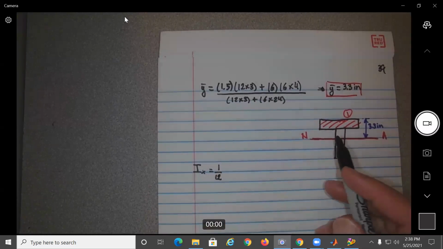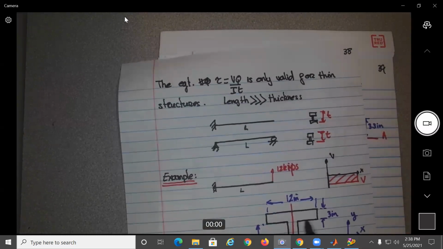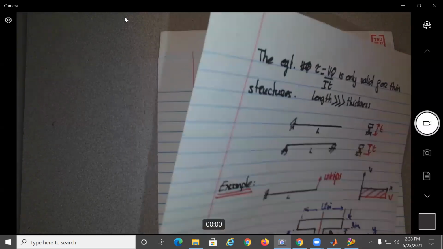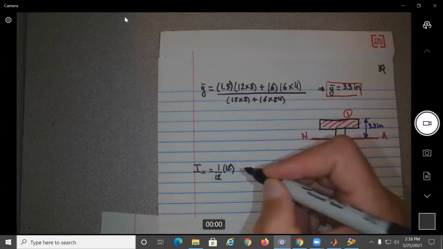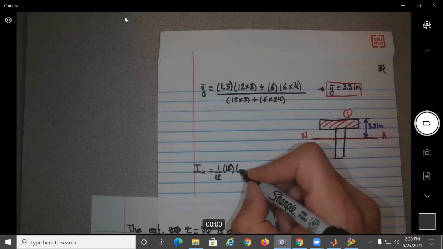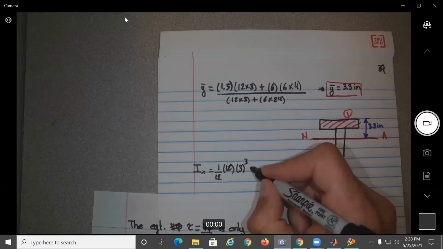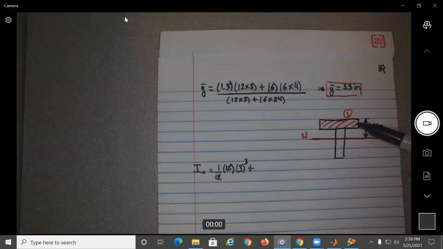1/12 times what? The base, which is how much? The base is 12. Yeah. So 12. What is the height? It's 3 to the cube. But now what do we need to do? We need to use the parallel axis theorem to move it from here, the center of this one, to this one, no? Okay.